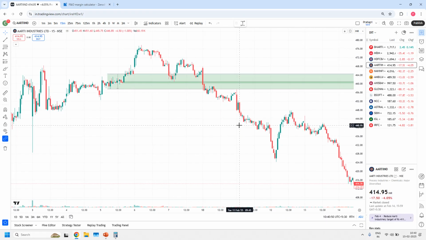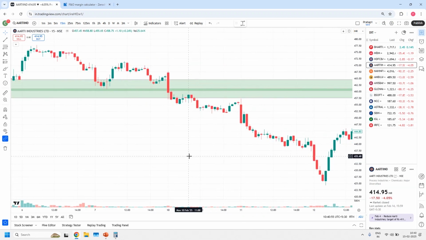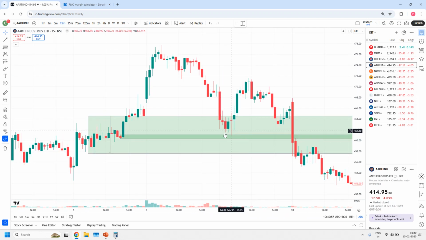What about the next stock? RT Industries. RT Industries is already tested.